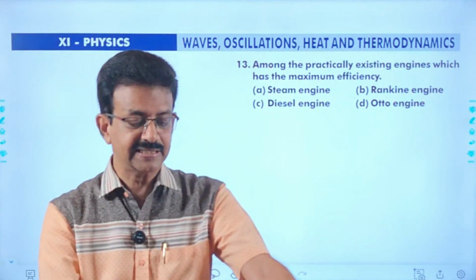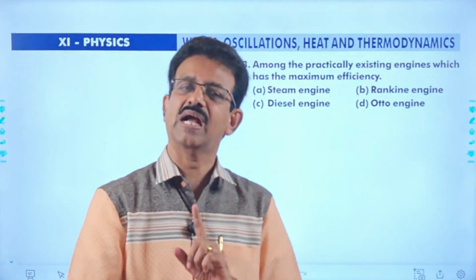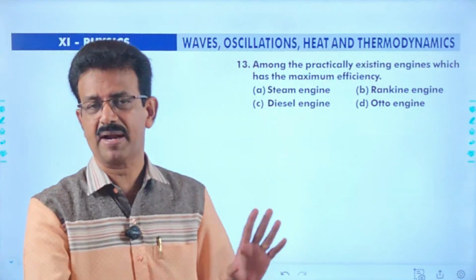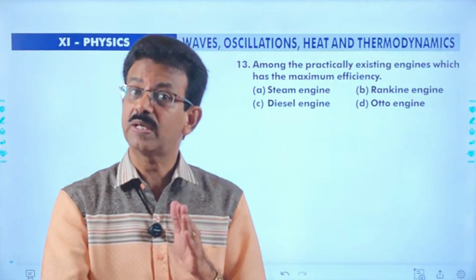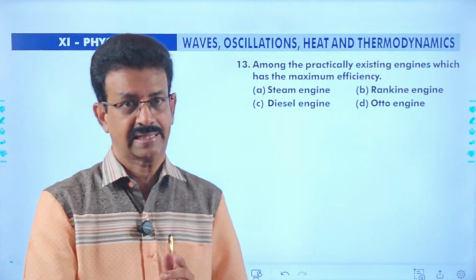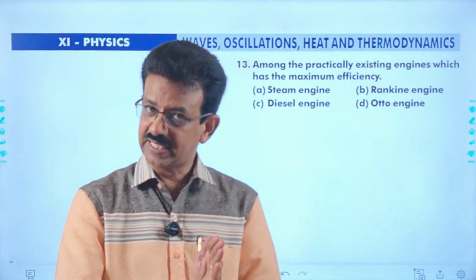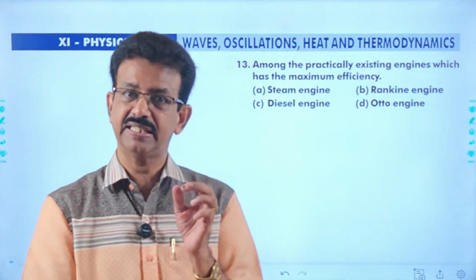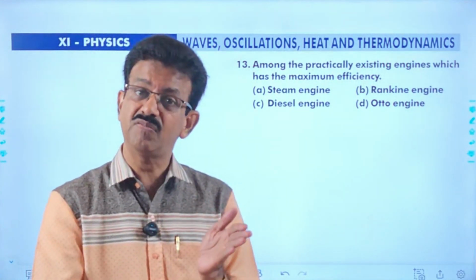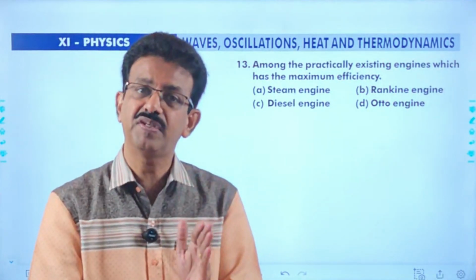Among the practically existing engines, which has the maximum efficiency? Earlier, we mentioned Carnot's engine. It is an idealized heat engine which can never be made practical. All conditions are ideal. Now, some practically existing engines are also there. One, steam engine or Rankine engine, because steam engine follows Rankine cycle. For steam engine, the maximum possible efficiency is 32%. Then, petrol engine or Otto engine. Petrol engine follows Otto cycle. Here the maximum possible efficiency is only 52%.